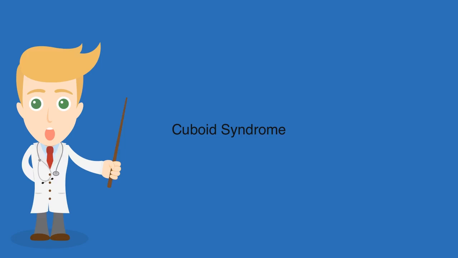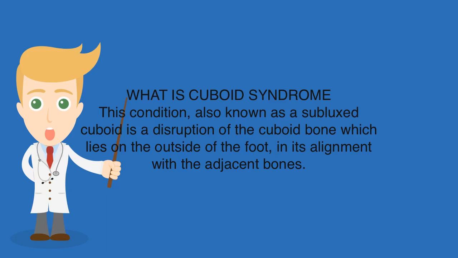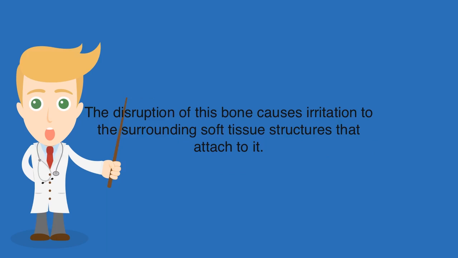Cuboid Syndrome. What is Cuboid Syndrome? This condition, also known as a subluxed cuboid, is a disruption of the cuboid bone, which lies on the outside of the foot, in its alignment with the adjacent bones. The disruption of this bone causes irritation to the surrounding soft tissue structures that attach to it.